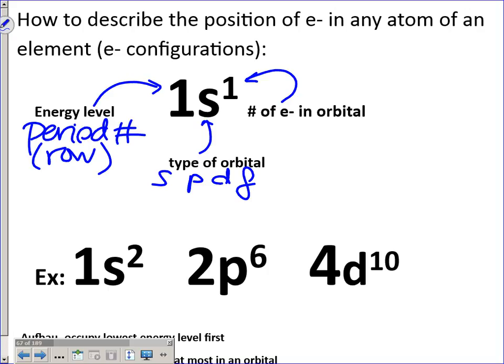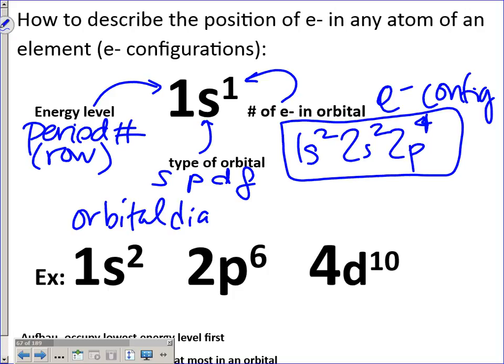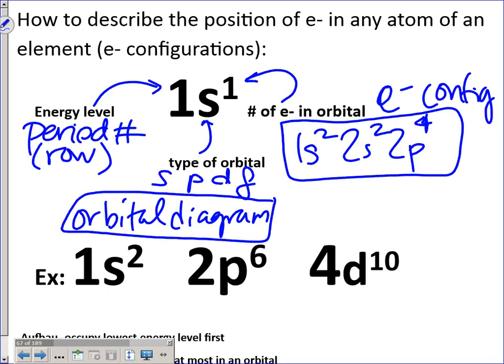Let's go back to oxygen. What was the electron configuration of oxygen? 1s2, 2s2. Are you following on your periodic table? 2p4. Okay, that's the electron configuration. Now, a configuration is just a bunch of letters and numbers together. The orbital diagram, as Andrew was leading us to, a diagram is usually a picture, right? Okay, an orbital diagram is going to show this in picture form.